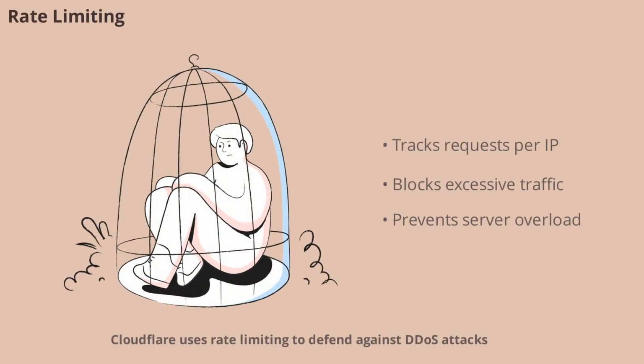Cloudflare uses rate limiting to defend against DDoS attacks. It tracks the number of requests each IP address makes. If an IP sends too many requests, say more than 100 per minute, Cloudflare will block or throttle that traffic. This prevents attackers from overwhelming your server and ensures legitimate users can still access your app.